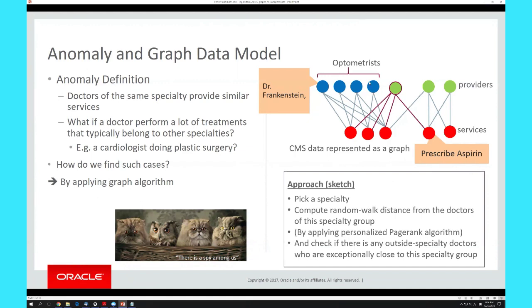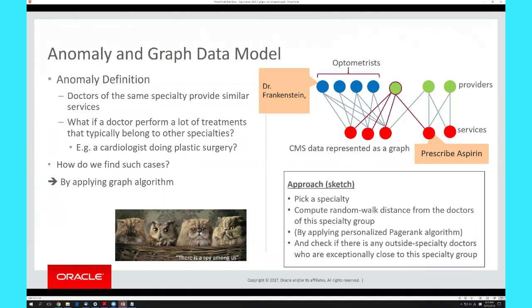Pick a specialty like optometrist, and then, starting from there, you want to find out the distance defined by the graph, which we sometimes call a random walk distance. Given this set of starting vertices, the eye doctors, find other doctors that are close to this group, and see if any specific doctor is exceptionally close to optometrists. How is this distance defined? If this person does a lot of things that these eye doctors do in common, then the random walk distance computed by personalized PageRank becomes higher. It means that this person is close to these guys, even though he's not an eye doctor.